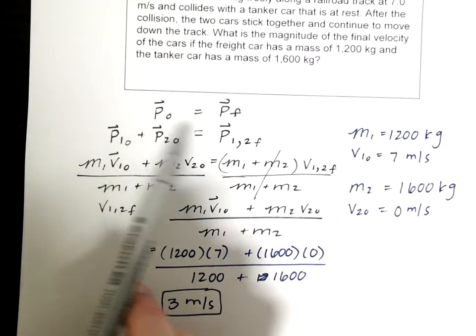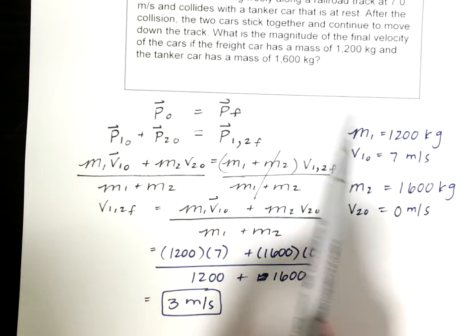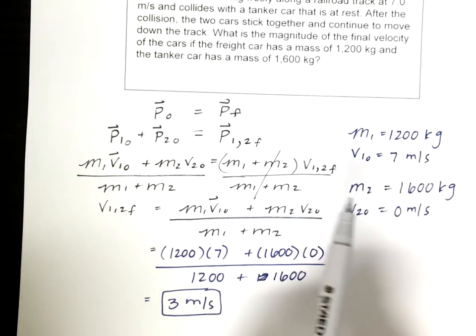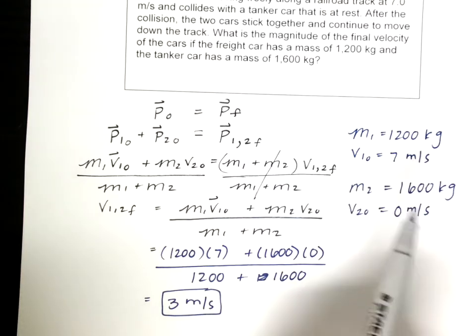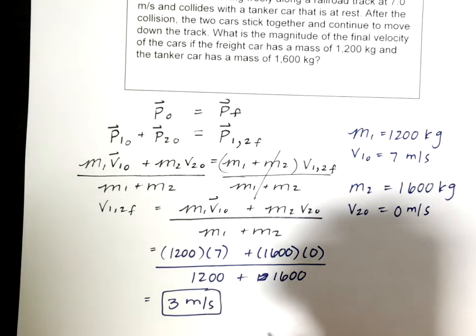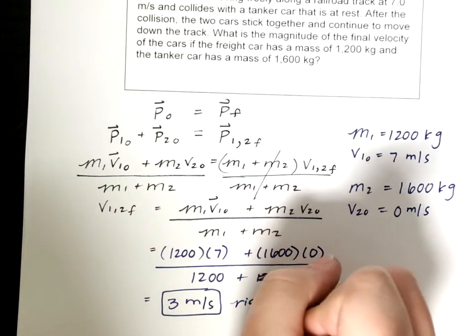So it's the same setup as the last two problems. You get this equation right here. And the mass of car 1 was 1,200 kilograms. Its velocity was 7. Mass of car 2 was 1,600, and it wasn't moving. It was 0 meters per second, so that canceled that term out. And you get a velocity of 3 meters per second. And specifically, if we were saying these were both positive velocities, it's moving to the right.